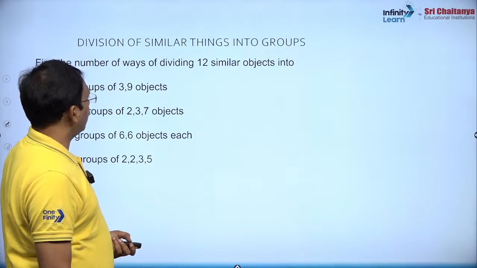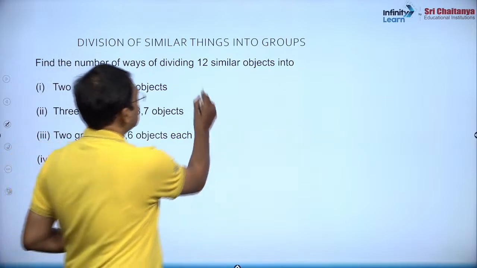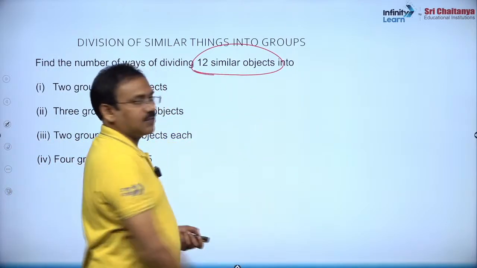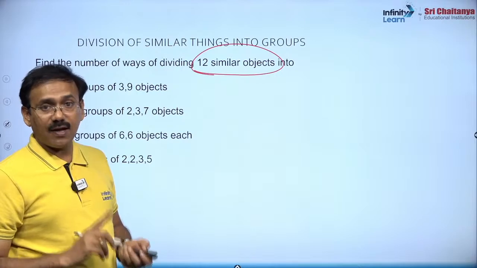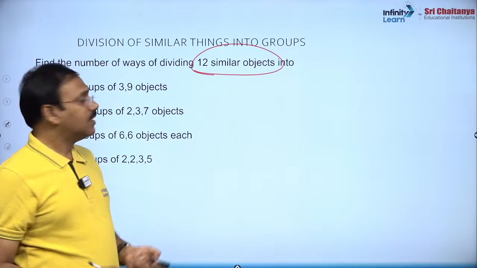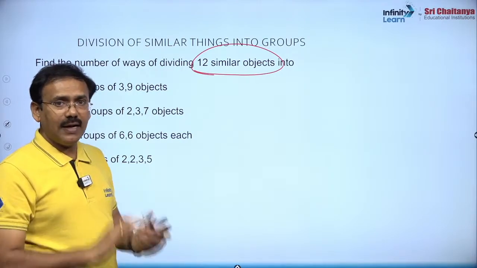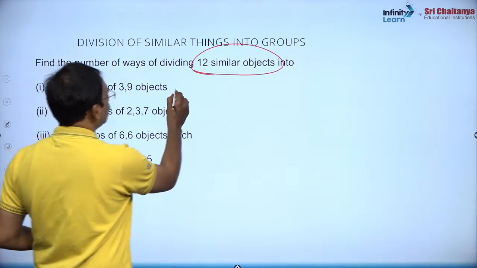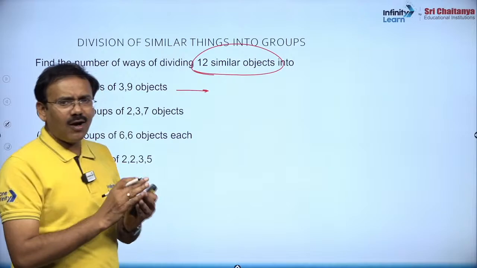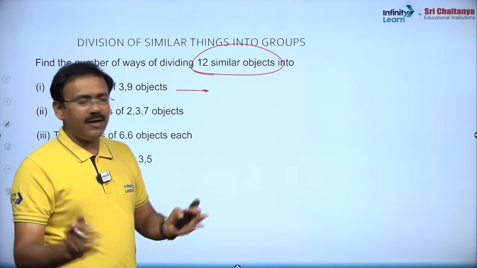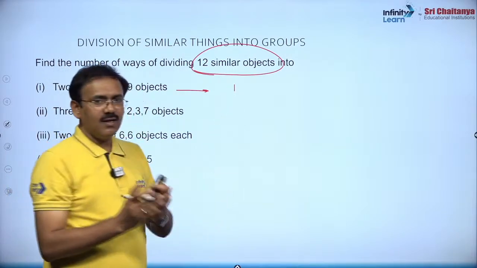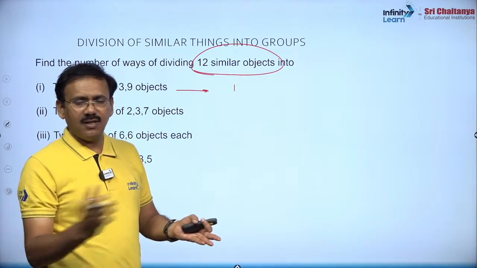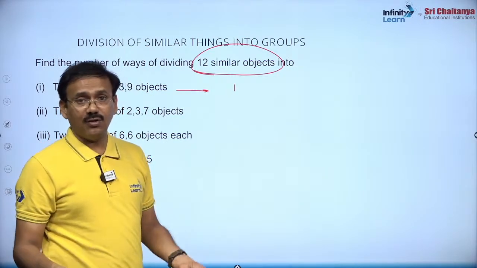The next, division of 12 similar objects. The earlier case is they are dissimilar. Suppose 12 are, I say, similar. How will you divide, my dear friends? Divide into groups of 3 and 9. All are same. 3 and 9. Division is only one way. You just separate 3 objects. 3, 9. Which 3? There is no difference.